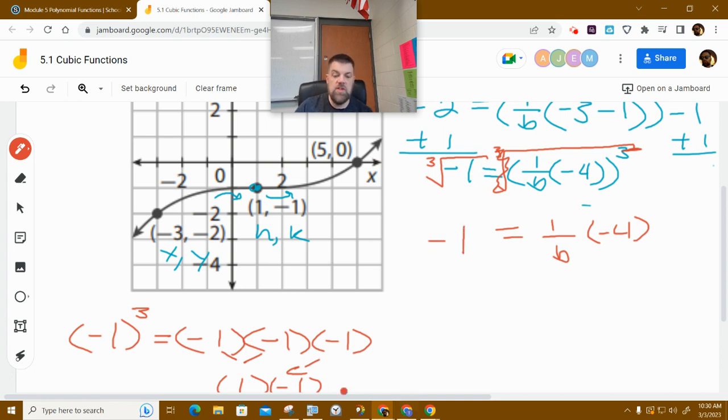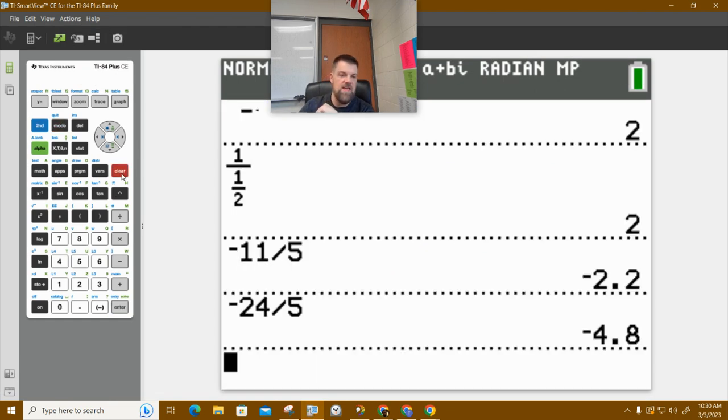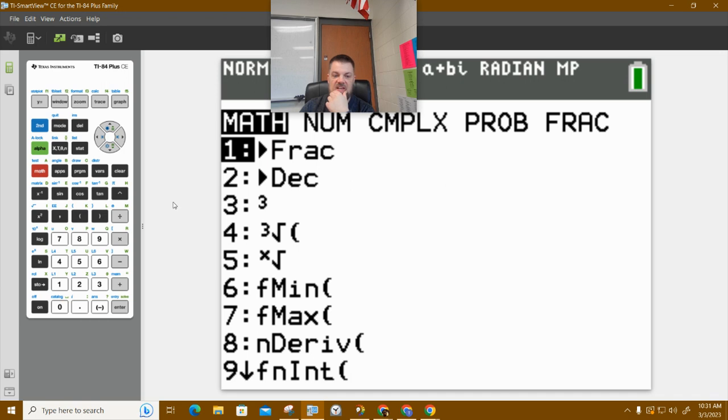Now, to verify this, you could do that on the calculator. I showed you this once before. I'm going to zoom in on this. I'm sorry if you were in the middle of writing stuff down. Write faster. So what you want to do to get to the cube root thing: hit math. Okay, see the little cube root thing there? So I'm going to scroll down.